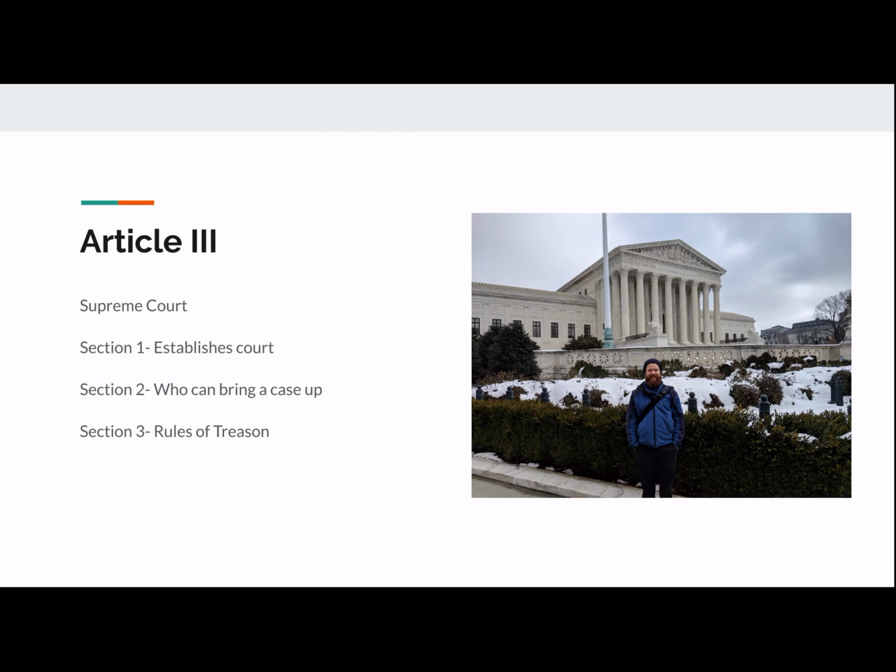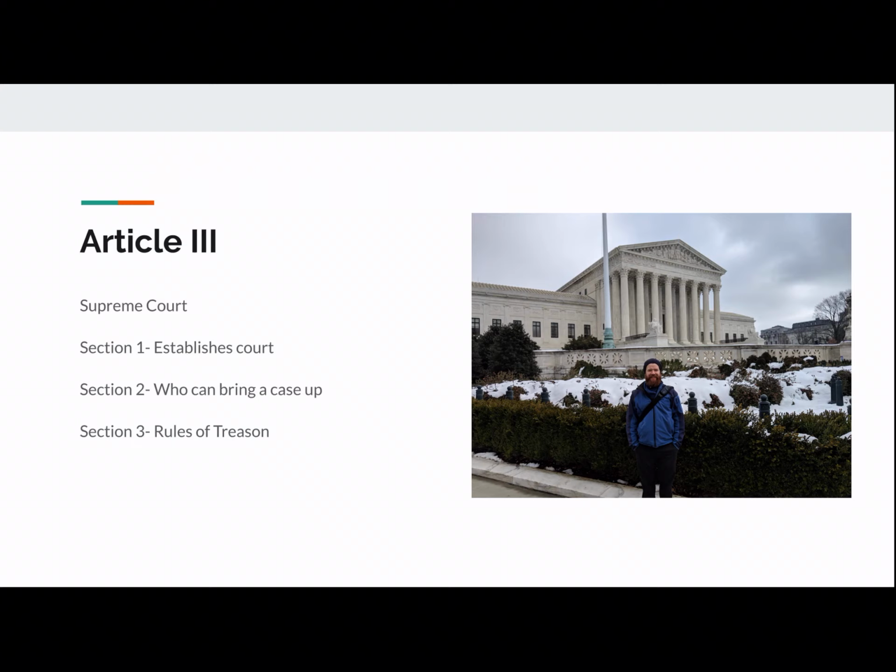So Article 3 will establish the Supreme Court, which is the highest court in the United States of America. It's not your typical court where you go down and try to get out of a speeding ticket or have to argue for why your dog was barking. This is really, really important cases, and it shapes how the Constitution and the laws of the land are interpreted.